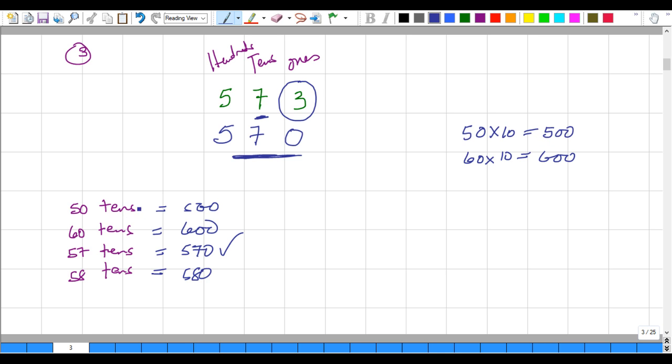B, 60 tens would also be 60 times 10, giving us 600. So what would be 58 tens? 580. So 57 sets of tens would give us the 570, and that is our correct answer.